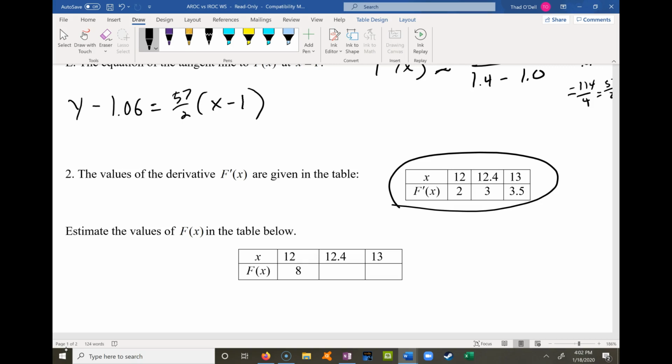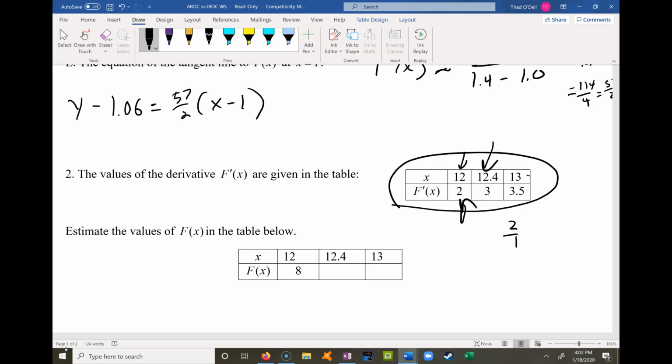So remember, what this is telling me is that when x equals 12, the rate of change of the function is 2, which we could think of as 2 over 1 if you liken it to slope. So that means every time I go over one x value, I'm going to go up 2 y values. Then at 12.4, it's steeper, you can tell, because every time I go over 1, I go up 3. And when I get to 13, it's even steeper. Okay, so the idea is we can use this slope to predict what the next value might be.